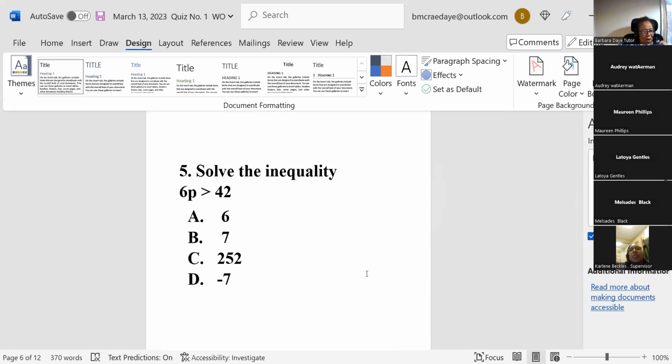Let's see. How would you solve for P? I would have to divide. That's right. So when you divide, what do you get? So 42 divided by 6 is what? 7. What's the answer? My answer is B. That's it. That one, you don't have any negative signs here. Just divide both sides by 6. P is 42 over 6. That's 7. That's B.